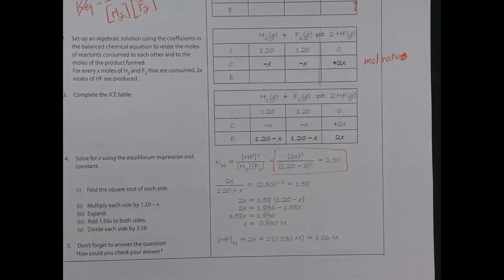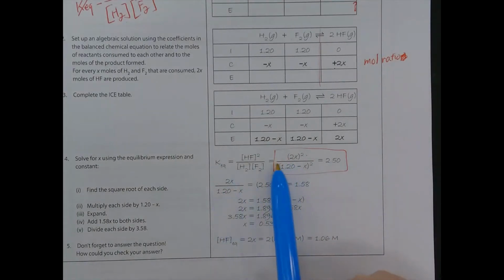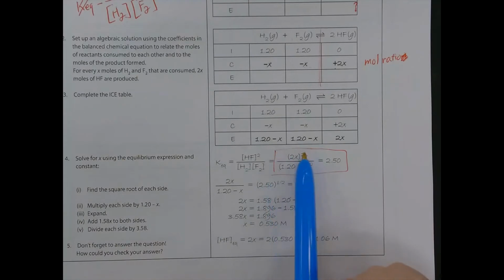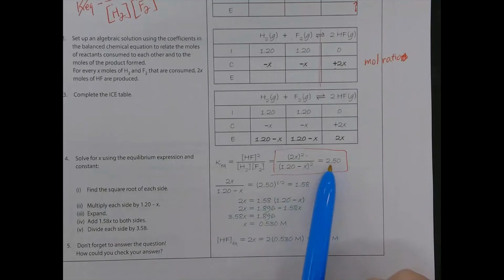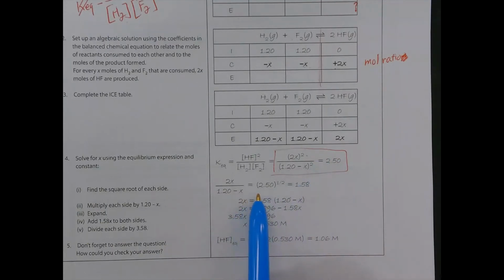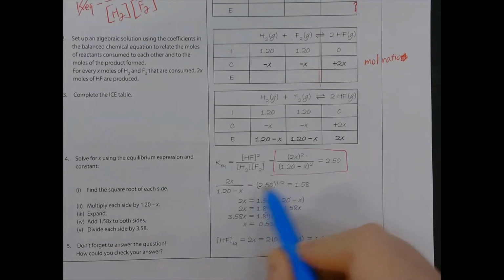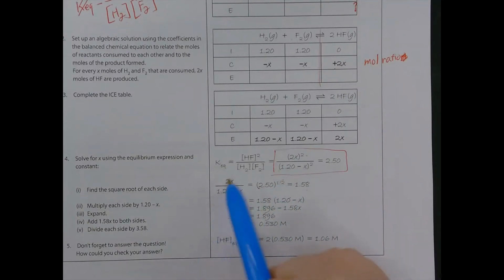Now, the ones we're going to see in this class, you'll see our nice perfect square numbers, so we can deal with that by taking the square root of both sides. So if we take the square root of this side, then it gets rid of our squares, and we come up with this, simplifies it. And then the square root of 2.5 is 2.5 to the 1/2 power, same idea as the square root, and we get 1.58. Okay, so we have this part simplified to 1.58, so that equals 2x over 1.20 minus x.